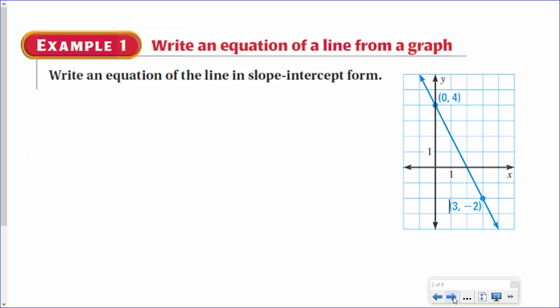Okay, so they give you a picture on this one. I'm actually going to pretend like they didn't. I'm going to pretend like they started you off with (0, 4) and (3, -2). The directions: write an equation of the line in slope-intercept form. That's y equals mx plus b.